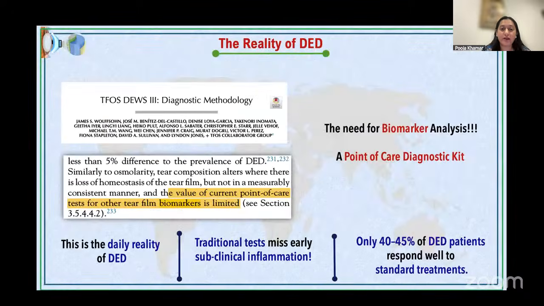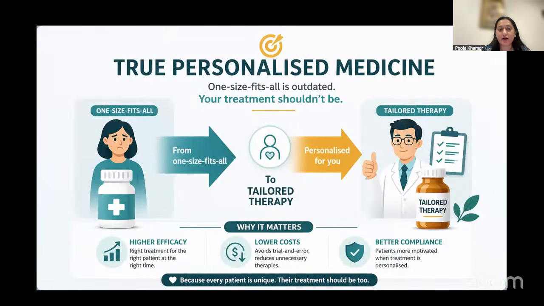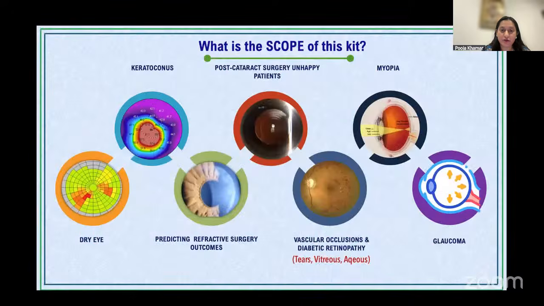And the biomarker kit is helpful because now the TFOS DEWS III classification also suggests the need for biomarker analysis, a point-of-care diagnostic kit, along with an AI approach, which the BioM Pathfinder kit gives us. And it just helps us to have truly personalized medicine, where we are shifting from one size fits all to personalized medicine for each of these patients.